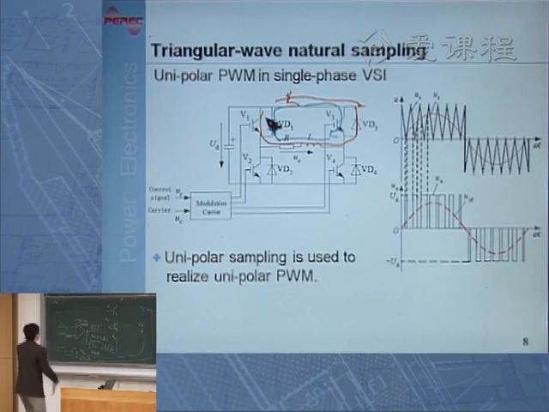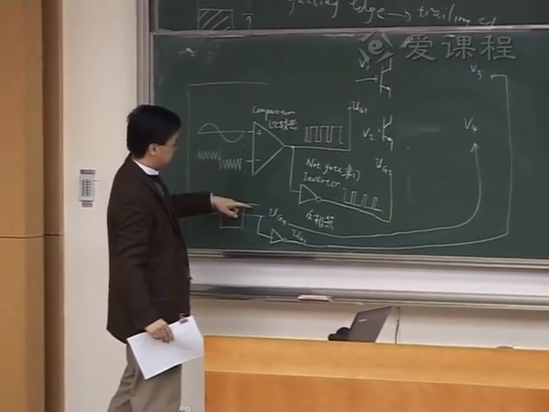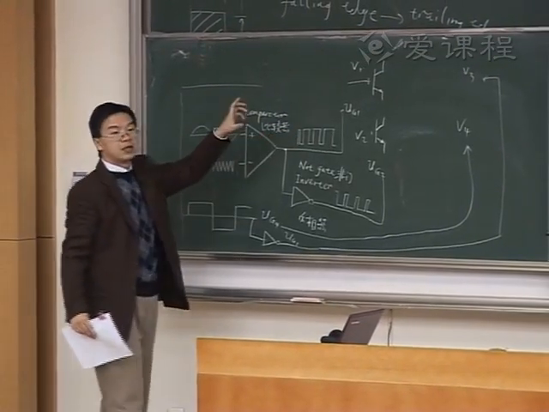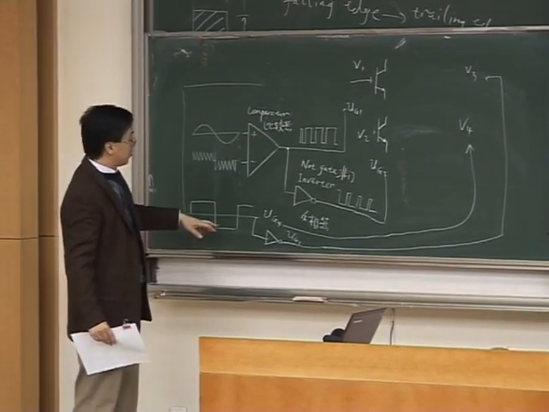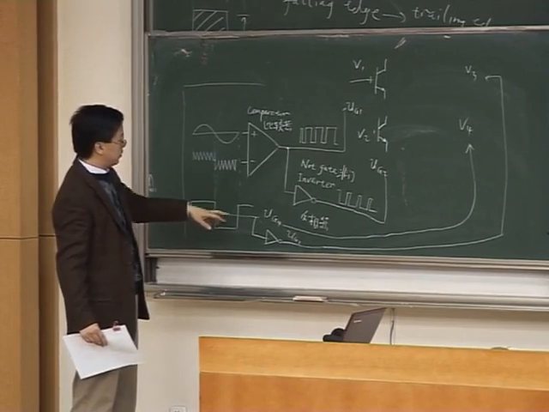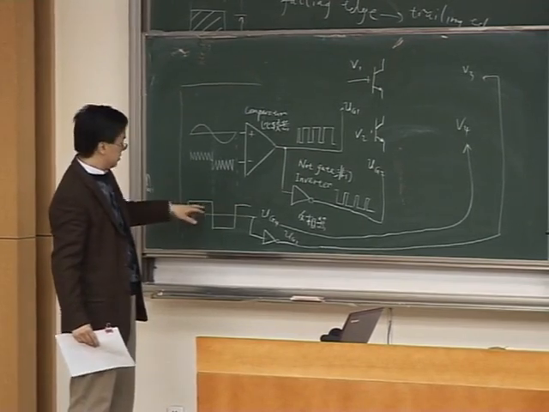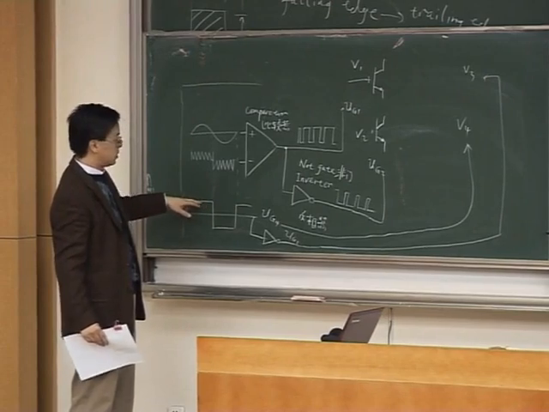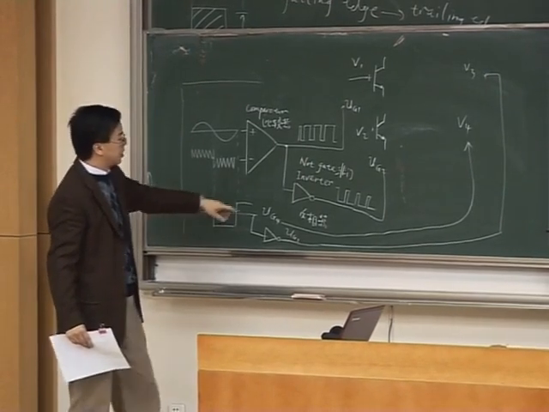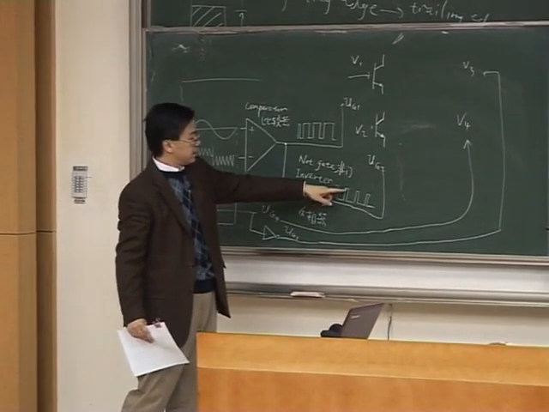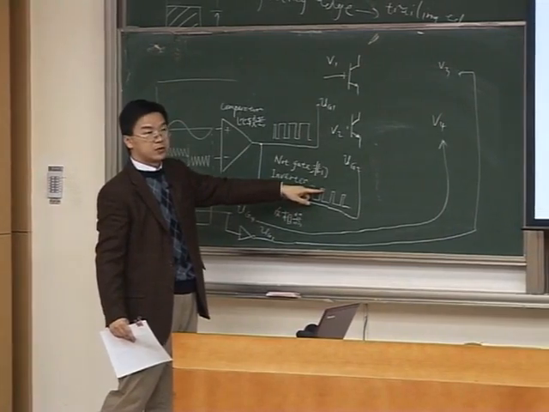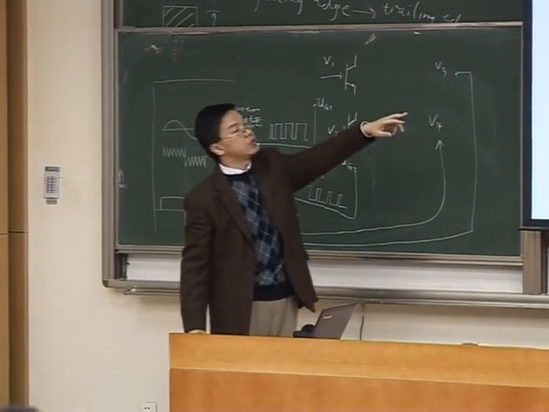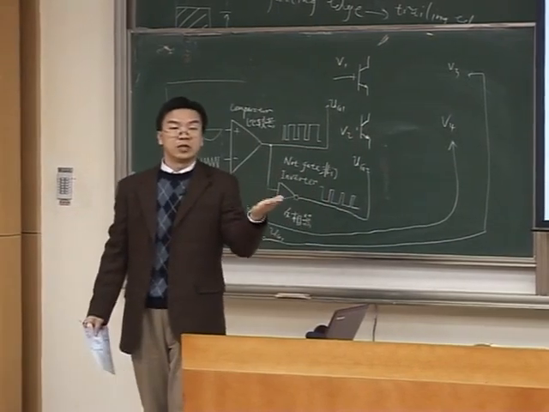So when the gate signals for V4 and V1 are both positive, then you are outputting positive voltage. And then when, let's say, I'm sending a turning on signal to V4, and V2 is turned on, that means you are sending a turning on signal to V2 and V4, that means you are generating zero output voltage.